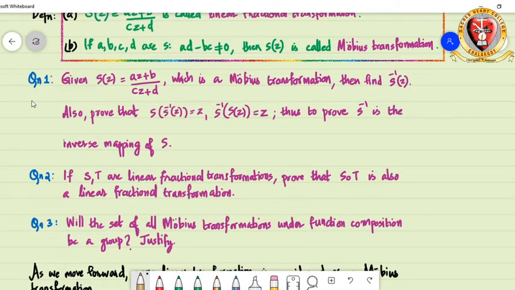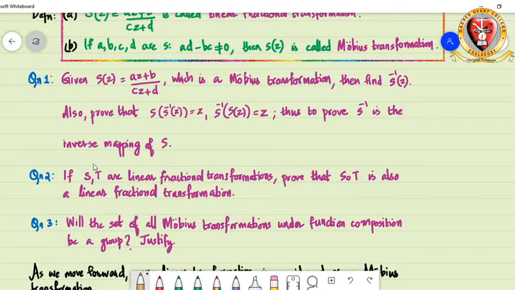In the first question, you are given the Mobius transformation S of Z, and you have to find S inverse of Z. Or, if you're given a point in the image set, you have to find the pre-image. That is basic calculation. After finding S inverse of Z, you have to prove that S of S inverse of Z is equal to Z, as well as S inverse of S of Z is equal to Z. That is, we are aiming to prove that S and S inverse are really inverse mappings of each other. So that is the first question.